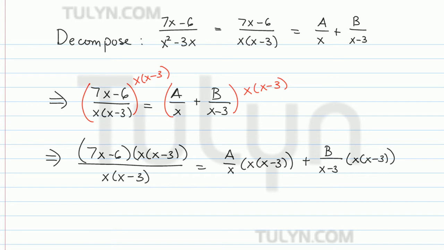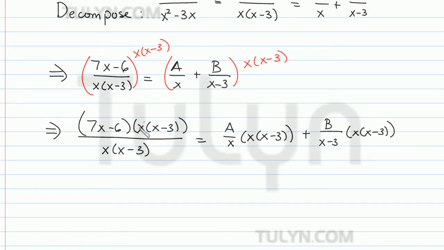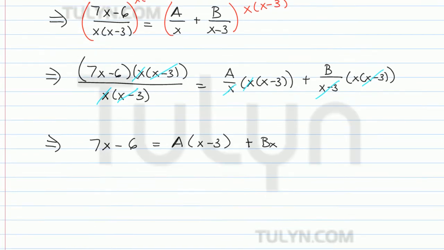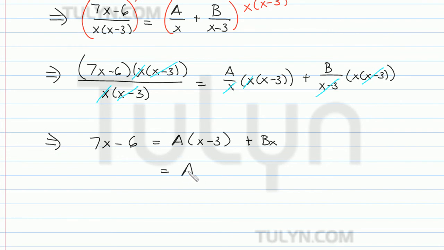Okay, so now we see what we can cancel out. On the first term, there's an x on the numerator and the denominator and an x minus 3. On the right side, we can cancel out an x here, and we can cancel out an x minus 3 here. So let's write what's left. We got 7x minus 6 on the left, and on the right we get a times x minus 3 plus bx. Simplifying the right side, this becomes ax minus 3a plus bx. I just distributed that a over that difference.